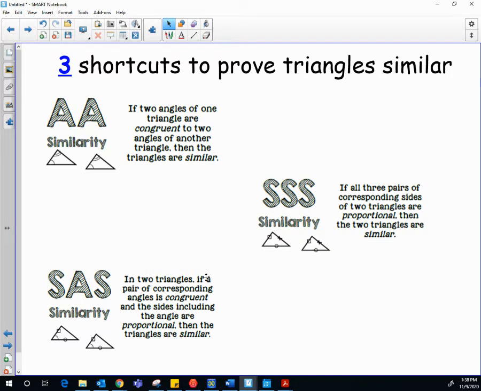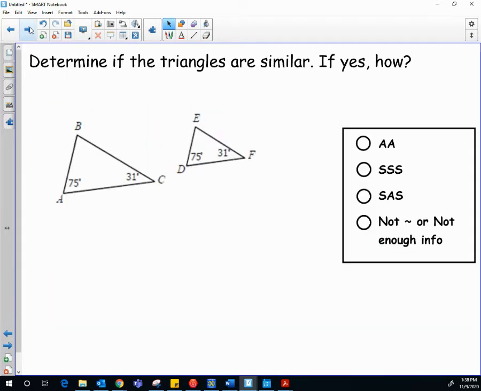Okay, so now we're going to do a little bit of practice. We're going to look at this one and determine if the triangles are similar, and if they are, how. One of the reasons I really like similar triangles is because we can start doing process of elimination. If I look at this picture, what's given to me?